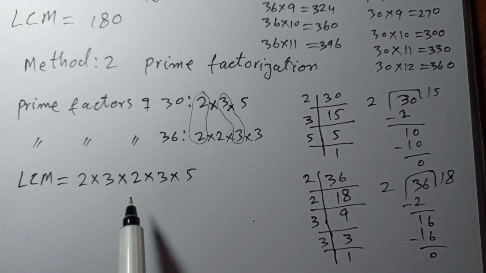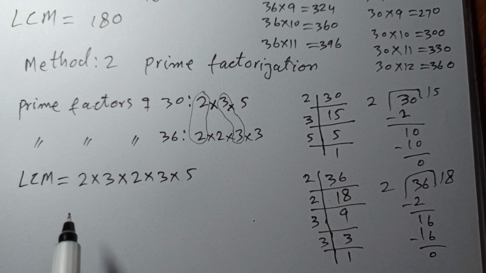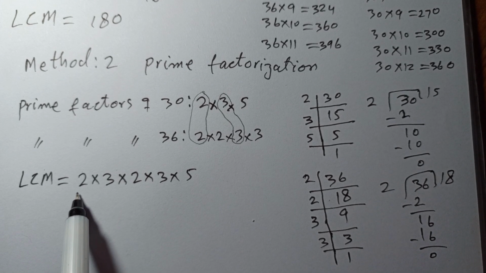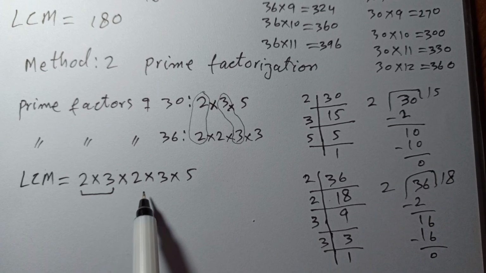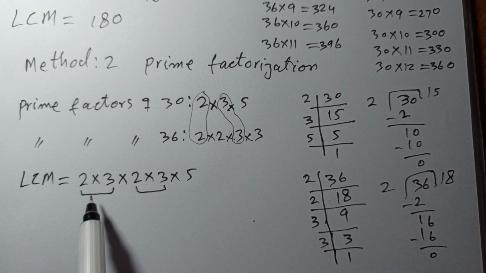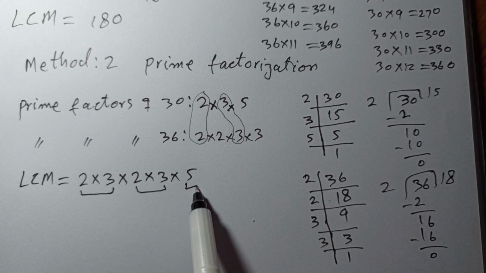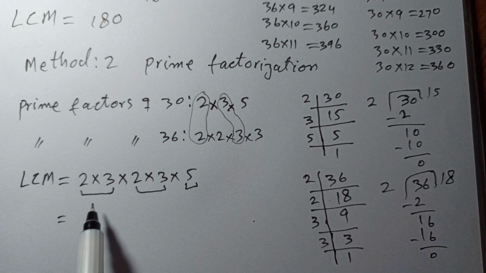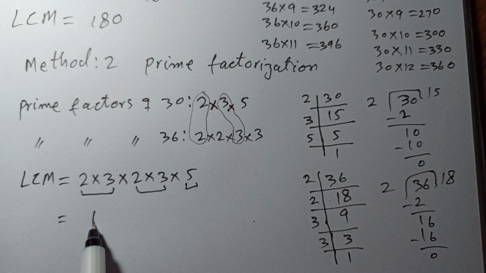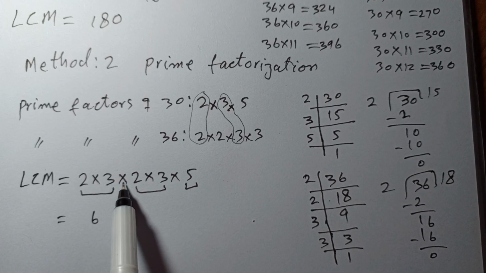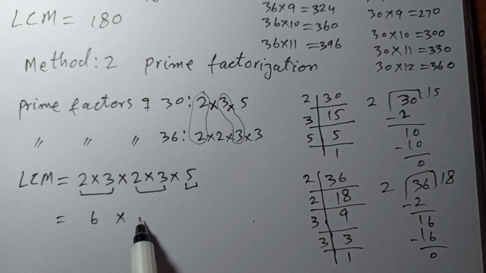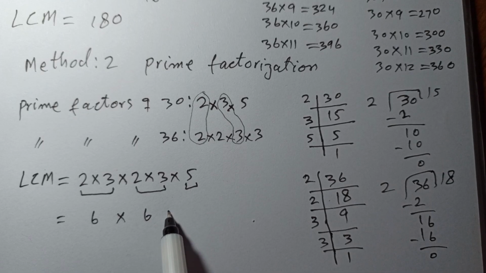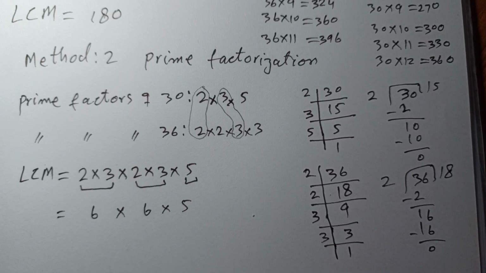After taking common as well as not common, you will multiply these by making their pairs. Now you can make the pair like this, and this single digit can also make a single pair. Now multiply these. 2 3s are 6. This multiplication sign here. 2 3s are 6. This multiplication sign here, and 5. Now multiply all these.